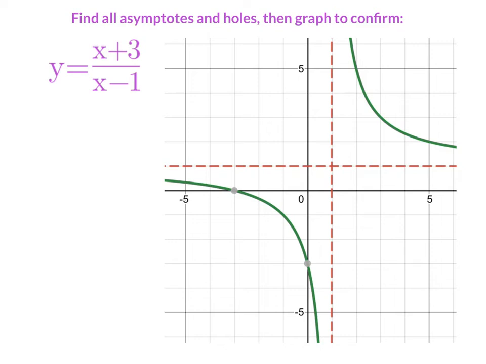And here's the graph of this function in green. The horizontal is at y equals 1, and the vertical is at x equals 1. Look at that.